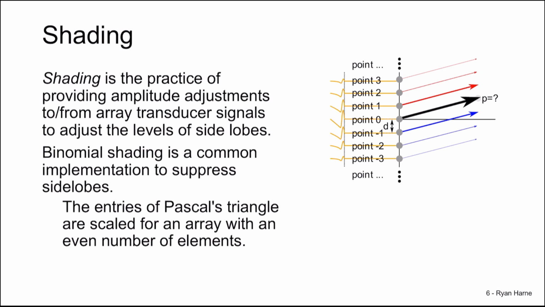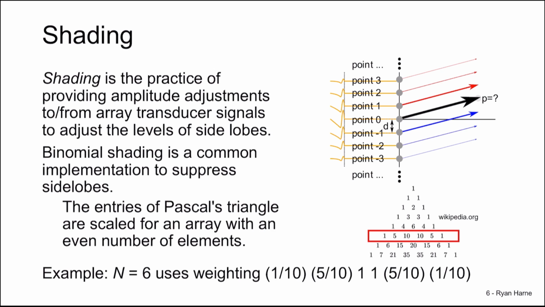Binomial shading is one common way. It specifically suppresses side lobes. We use Pascal's triangle to use binomial shading. In other words, if we take an example of n sources in the array, where n is 6, we apply the binomial shades of a magnitude 1 and 1 to the two central transducers, of 5 on 10 and 5 on 10 for the next adjacent transducers, and then we apply 1 on 10 and 1 on 10 for the most distant transducers from the array center.